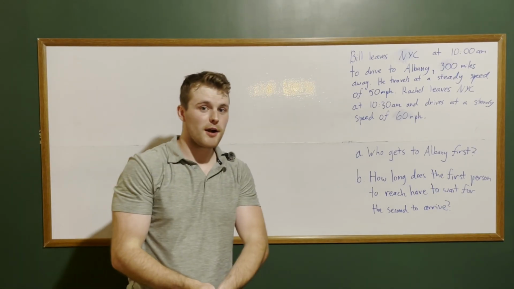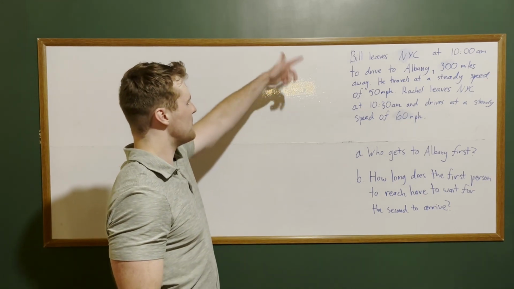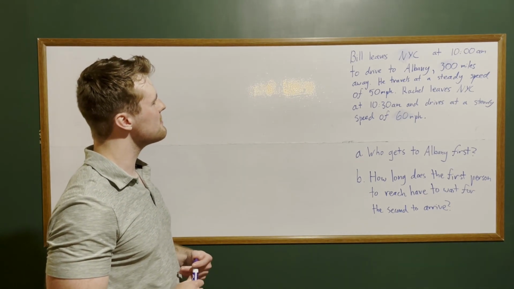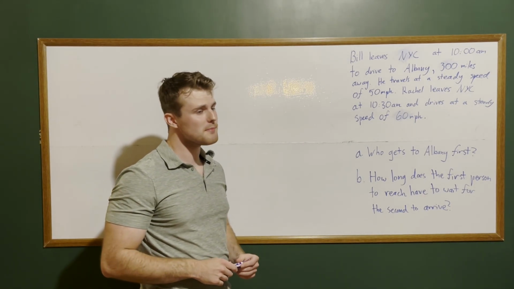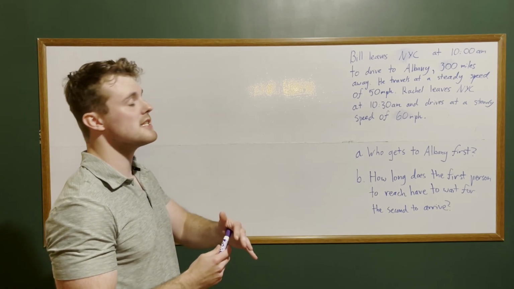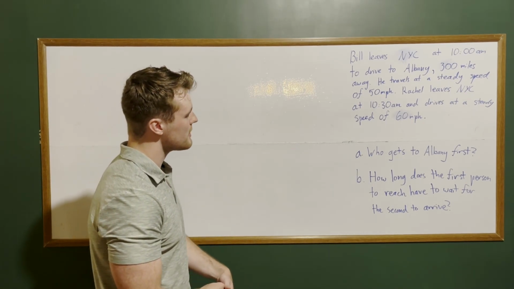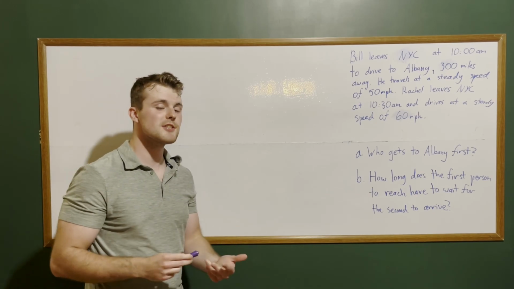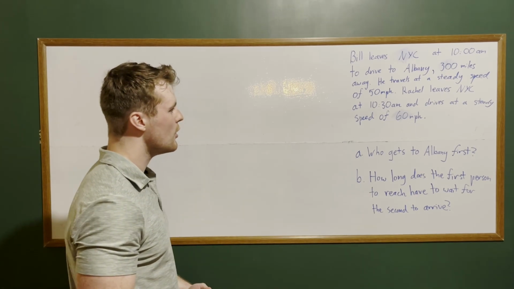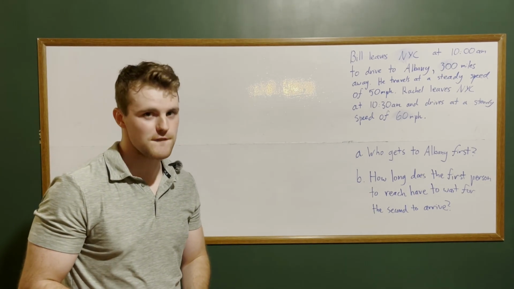Okay, so here's our first problem. Let's read it out loud. Bill leaves New York City at 10 a.m. to drive to Albany, 300 miles away. He travels at a steady speed of 50 miles per hour. Rachel leaves New York City at 10:30 a.m. and drives at a steady speed of 60 miles per hour. Who gets to Albany first?